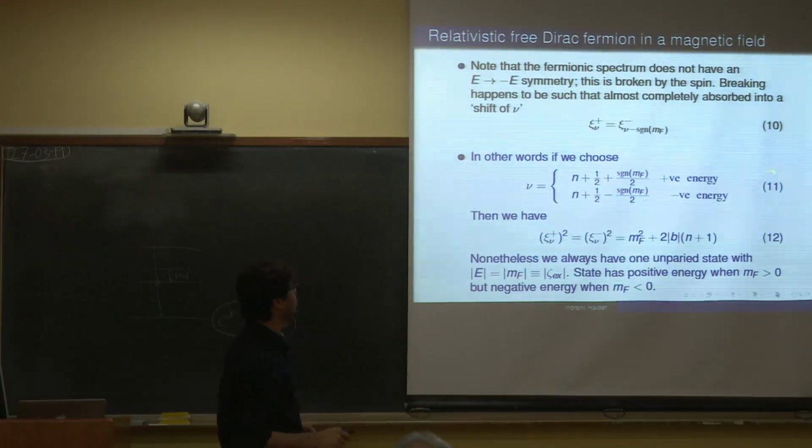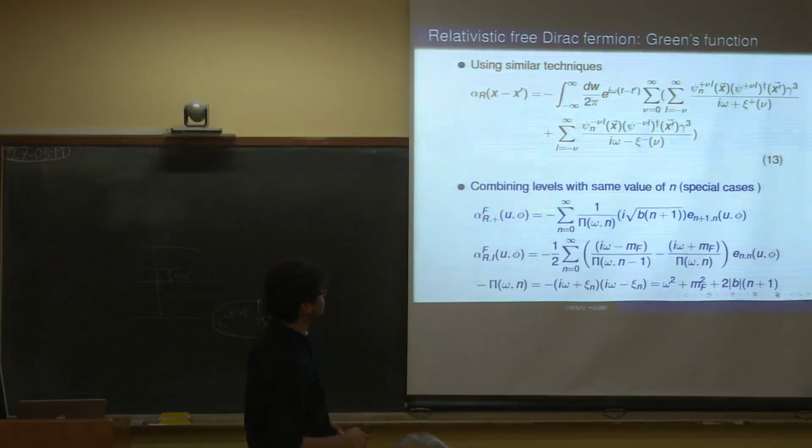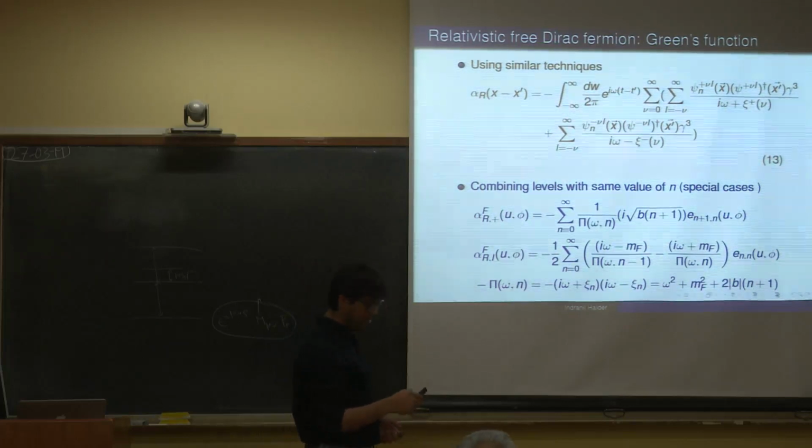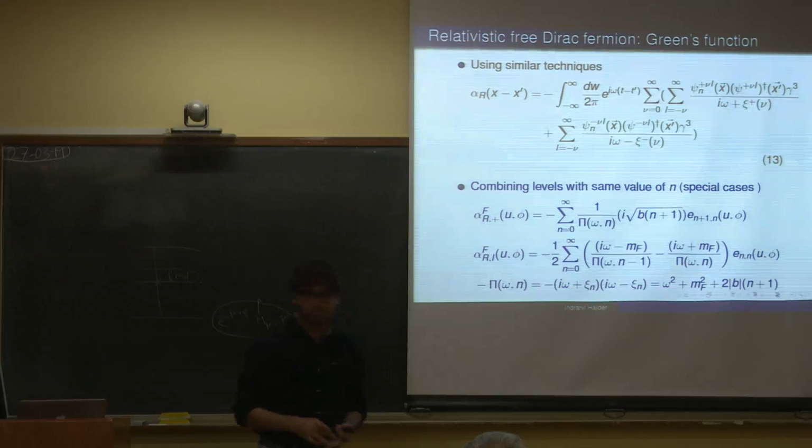Okay. So this is the spectrum for the theory. Now we turn to calculate the Green's function in this theory. Again, this is like the Lehmann representation. So we can just solve this equation using Fourier transformation, using the orthonormality and completeness of the wave functions, and this solution takes this particular form.